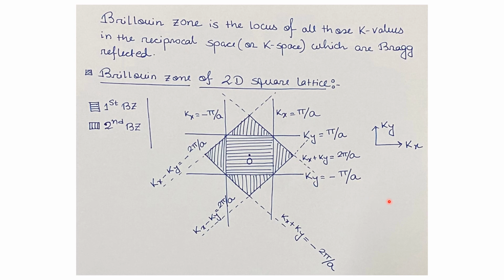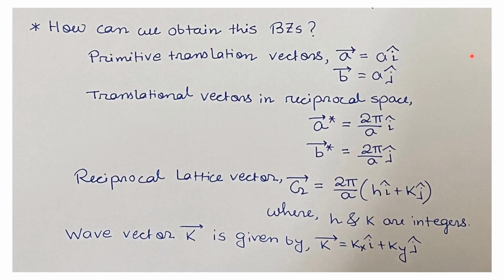Now let us see how we can construct these Brillouin zones and Brillouin zone boundaries from the vector form of the Bragg's law. So let us see. In the previous slide, we have already seen the first and second Brillouin zone for the 2D square lattice having lattice constant small a. Now we'll understand how we can construct the Brillouin zones and Brillouin zone boundaries from the mathematical equation.